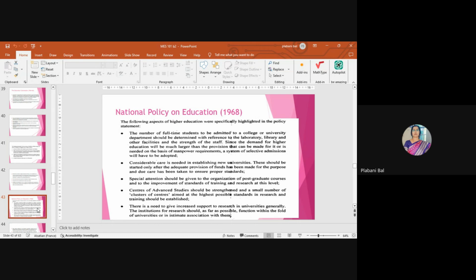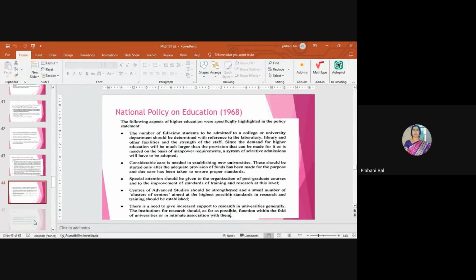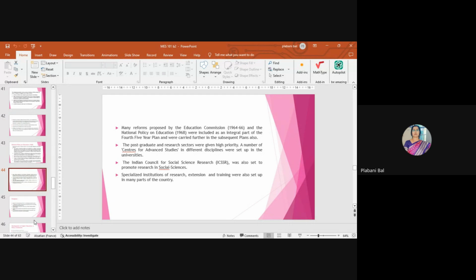But what happened in the 1968 policy? What were the problems that arose in the recommendation of the Education Commission? The situation that arose was that admission according to infrastructure and capacity has not been possible. Good institutions have bloated a lot. Universities are being rather freely set up without ensuring adequate financial support. Postgraduate education and research have received some augmented support. Institutions for research have all been set up outside the university, and interaction with the university is quite inadequate.